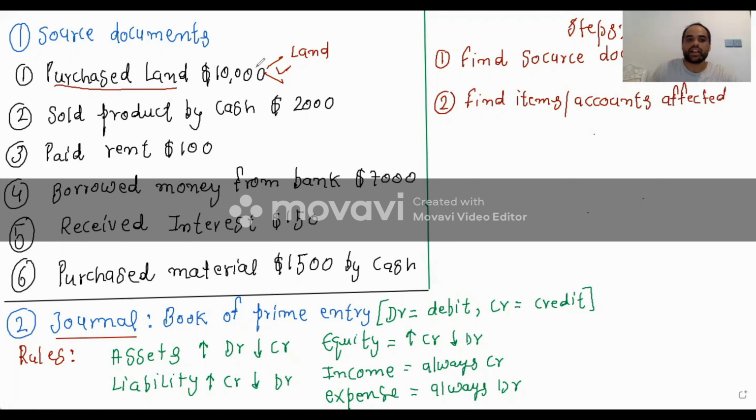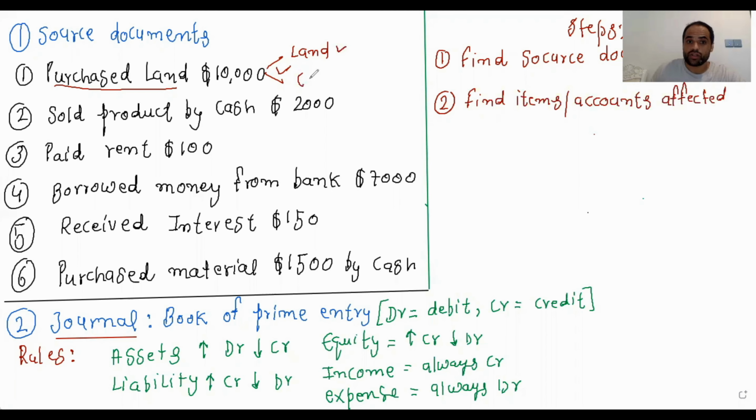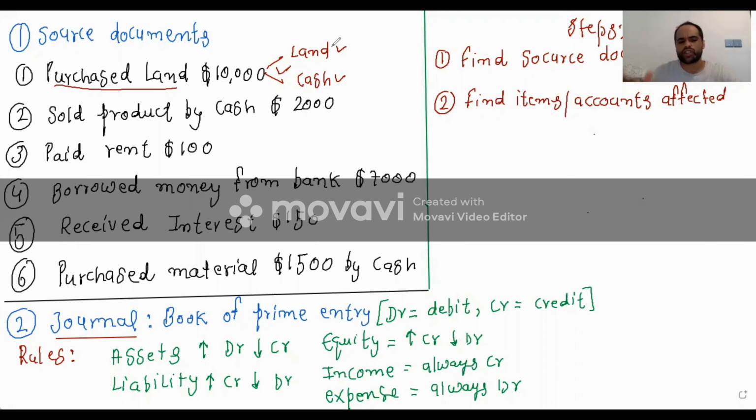So you can see here 2 accounts are affected. When you purchase land, your land is affected. So you are buying, so your cash is affected, cash and land. So 2 accounts are affected, or 2 items are affected. Sometimes 2, sometimes 3, but generally or most of the time 2, right?